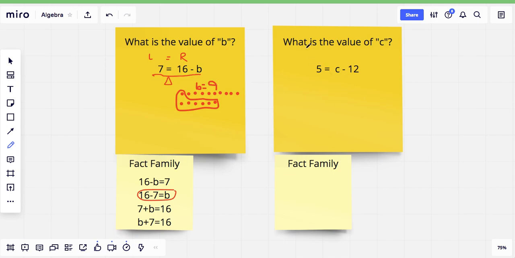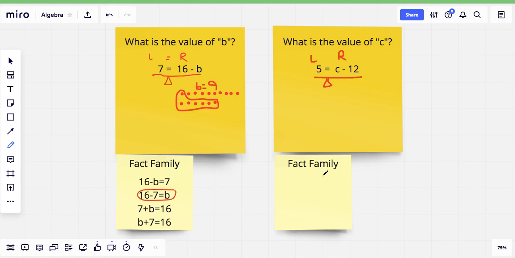In our next expression, what is the value of C? So again, I want to make sure that I understand here that the left side has a value of 5, and the right side has to have a value that would equal 5. Now take a look at this expression here. 5 = C minus 12. So if I'm doing subtraction, C must be the greatest number here. It's going to be bigger than 12. So C is going to be my largest number.